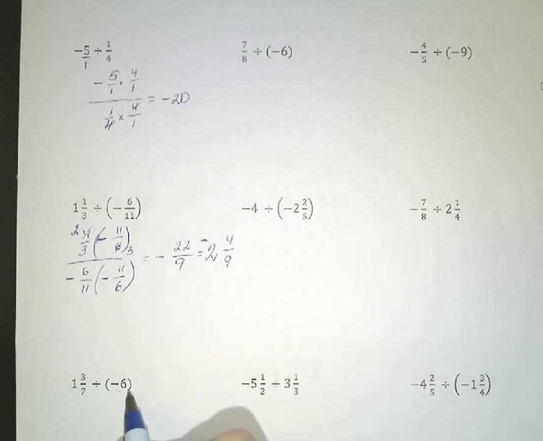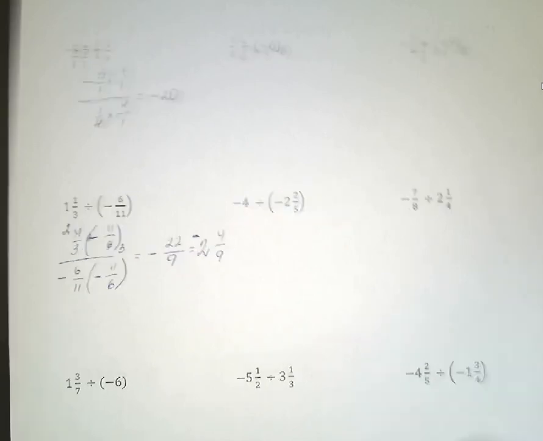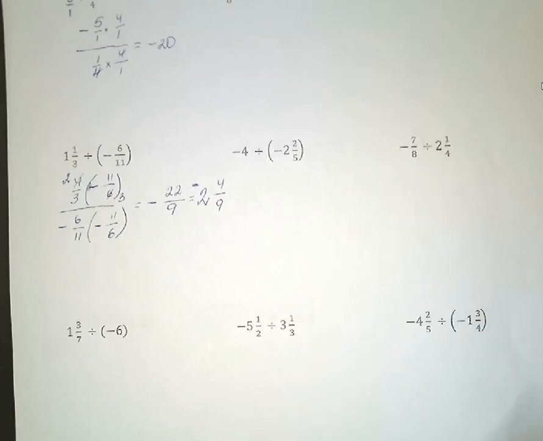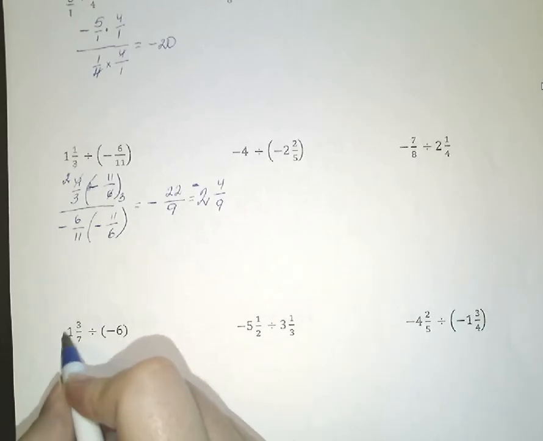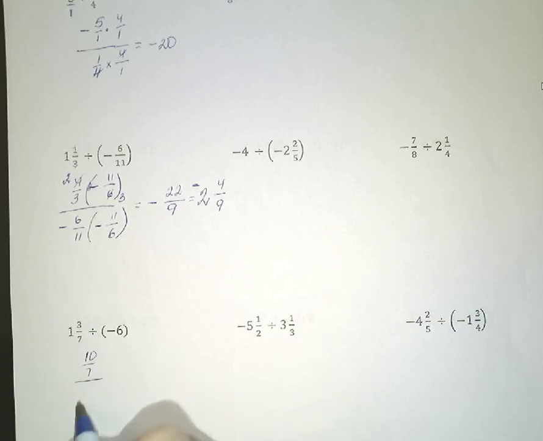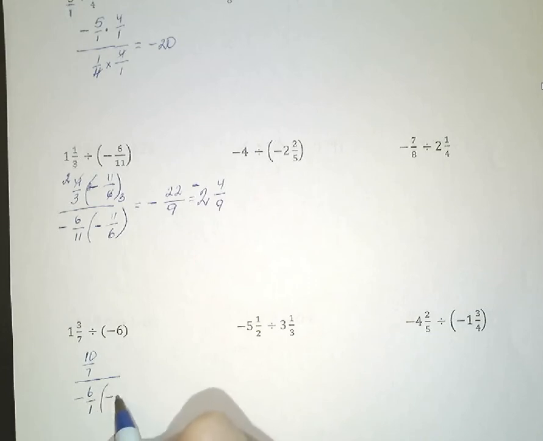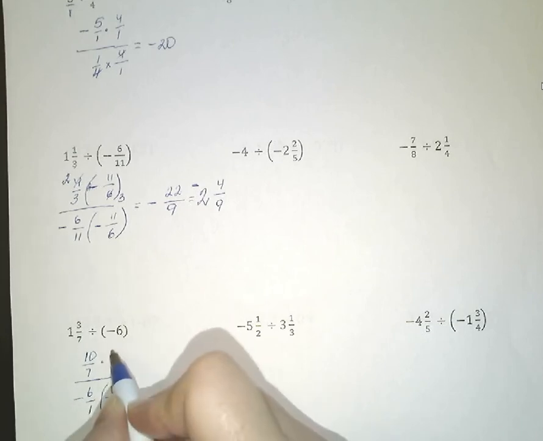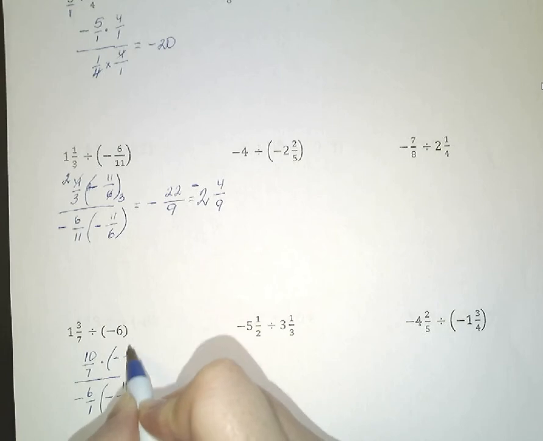1 and 3/7 divided by negative 6. Exactly same rules. Make sure you're working with an improper fraction. So you will have 7 times 1 is 7 plus 3 is 10. 10/7. You are dividing by negative 6 over 1. To be able to get rid of that negative 6 over 1 in the denominator, you are going to multiply that by its reciprocal, negative 1/6. The same thing you will do to the numerator, multiplied by negative 1/6.